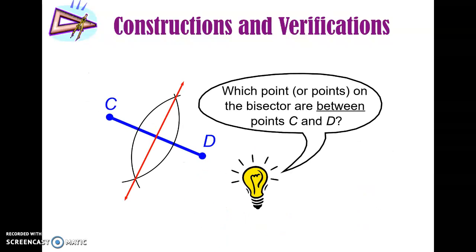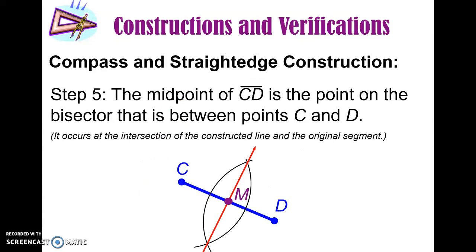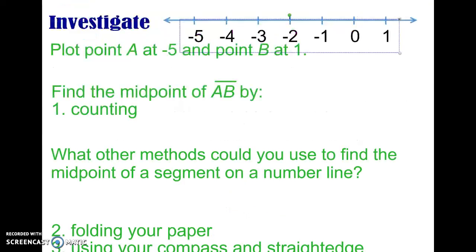Which point or points on the bisector are between points C and D? So between C and D, here would be what's between them. Remember, we talked about betweenness a little bit. So between C and D, the intersection is called the midpoint. So this is the midpoint. We'll do that vocabulary when you get back.